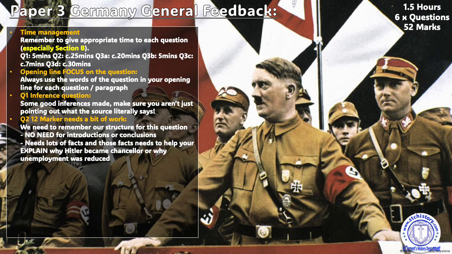Remember, you do not need an introduction or a conclusion for the 12 markers. You do need loads and loads of facts to help explain in whichever one you pick, either why Hitler became Chancellor or why unemployment was reduced. Make sure your facts actually answer those questions, not just leaving it implied to the examiner to try and work out what you mean. Be really, really clear. Assume the examiner doesn't know anything.